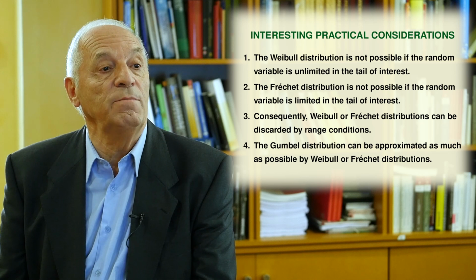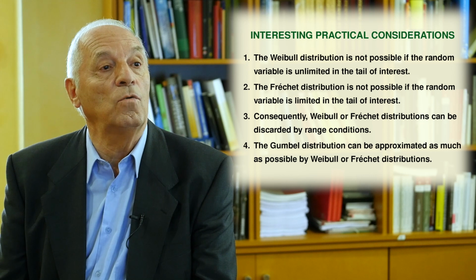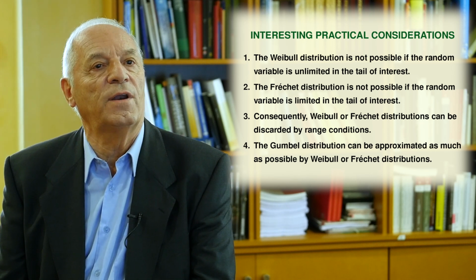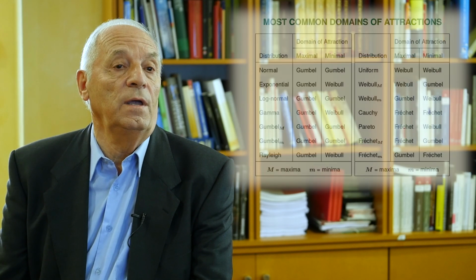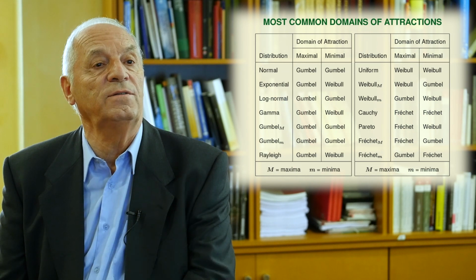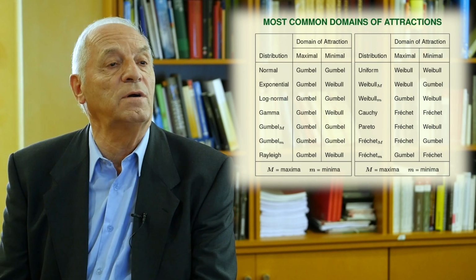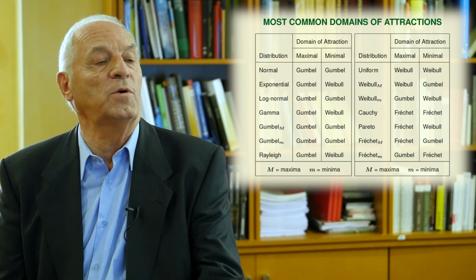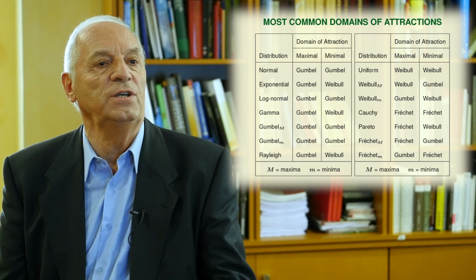Because Gumbel can be approximated by Fréchet or by Weibull, we can always decide immediately only knowing the range of the random variable. In the course, you will be given some tables that give you the limit distribution for maxima and for minima of the most well-known distributions, such as normal, exponential, log normal, gamma, Weibull, Pareto, Cauchy, etc.